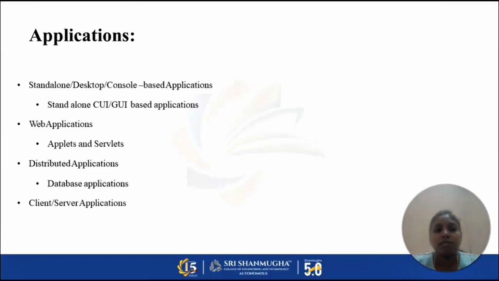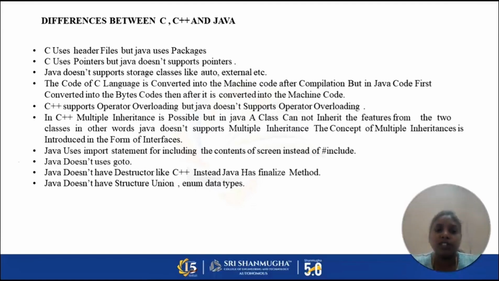What are the applications? Standalone desktop console-based applications, standalone GUI-based applications can be created, then web applications, applets, servlets, distributed applications, database applications, and client-server applications. So many applications are currently being built using Java. These are the differences between C, C++, and Java, and why we are using Java. There are many different cases.